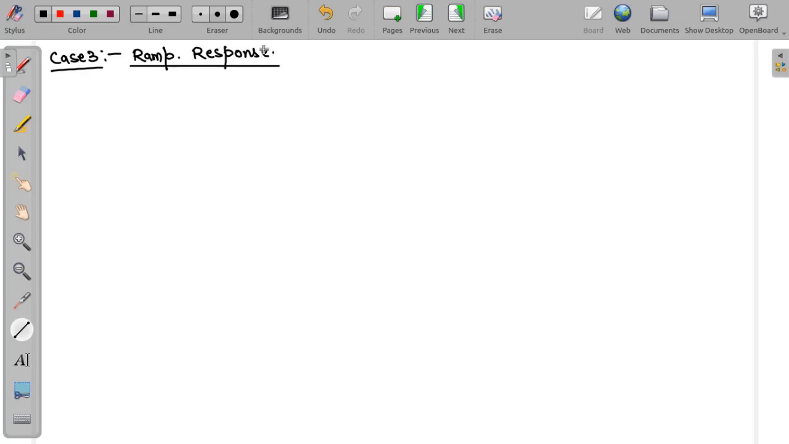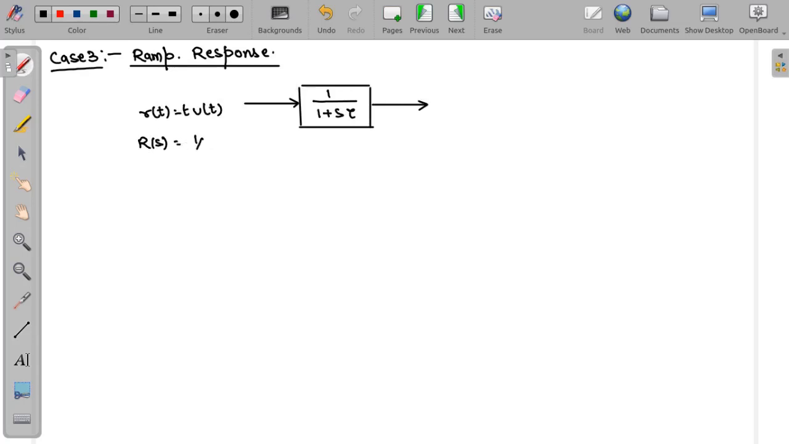So you can see for the ramp response, basically, this will be 1 divided by 1 plus s tau. Over here we have r(t) equal to t u(t). So R(s) will be what? It will be equal to 1 by s square. Output is y(t), or y(s) also you can write in the Laplace domain.